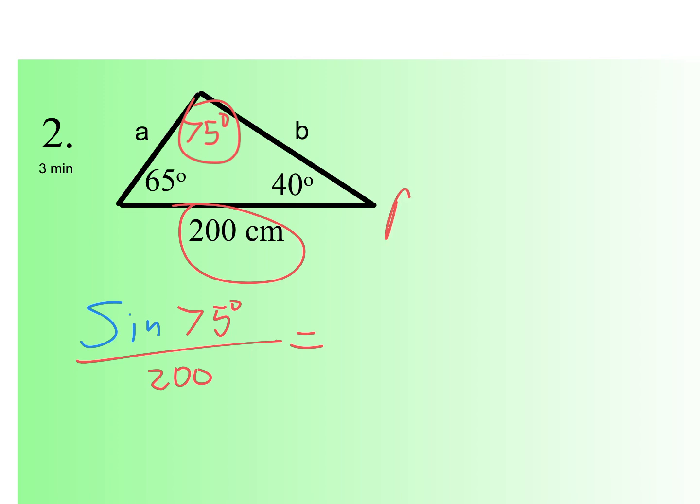I got big A. I know big A. I'm going to go do that one. Sine of 40 over little a, and cool, I can solve for little a that way.